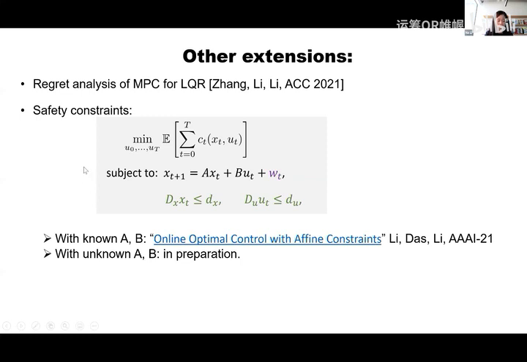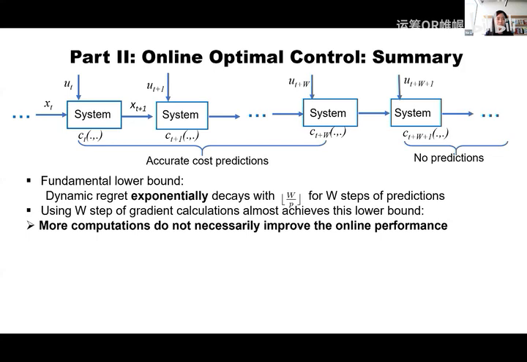And also put the first part of the talk and the second part of the talk together. If I don't know the system A, B, can I do learning in real time, but also in real time hedge the risk in the future? How can I do it?